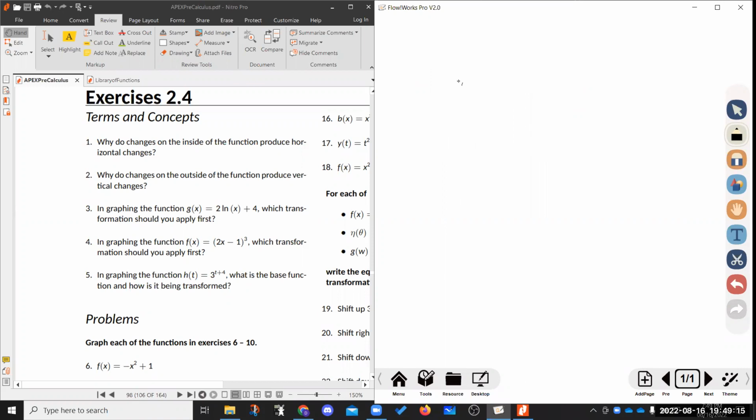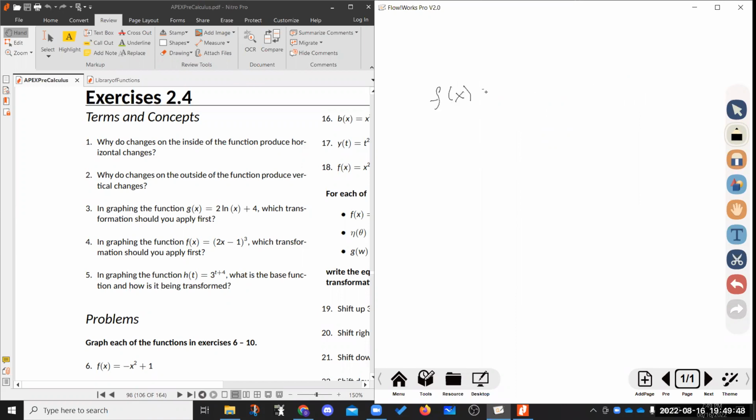So let's look at the function g of x is equal to 2 ln of x plus 4. This is going to be based off of the parent graph ln of x. The first thing that I need to do is follow my order of operations, which is I'm going to multiply. Multiplication comes before addition. So I'm going to have to stretch the graph before I shift it. They're not actually asking me to do that. They're just asking me which one comes first.